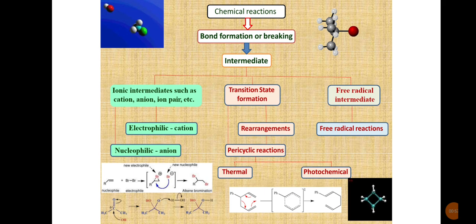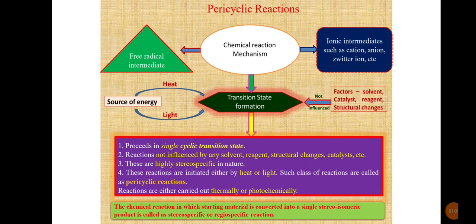Again, the transition state formation intermediate is obtained in pericyclic reactions, in which the pericyclic reactions are classified into two based on the condition, that is thermal and photochemical. Now we are going to see the introduction about pericyclic reactions. The pericyclic reactions, as we have already seen, involve transition state formation.